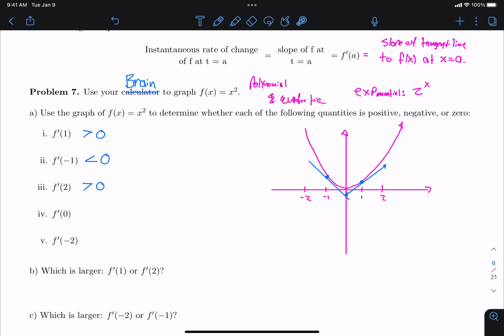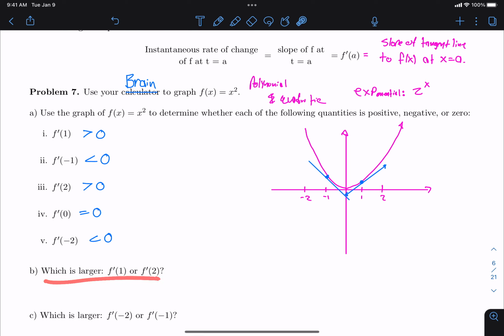What about f prime of 0? I think it looks more or less like so. What kind of slope does a horizontal line have? 0. 0, good. So this one's equal to 0. F prime of negative 2, I'd say, is probably less than 0. So we're starting to look at the sign of the derivative at various different points. And now let's compare.